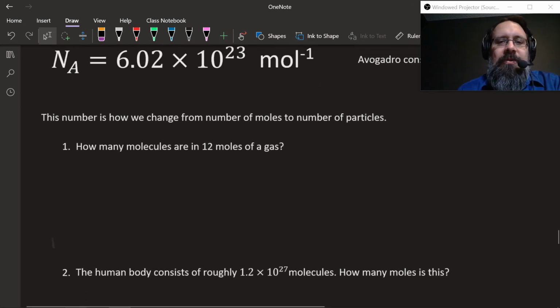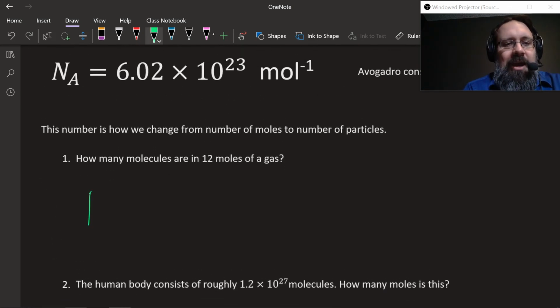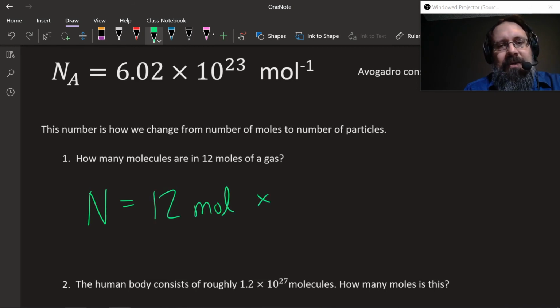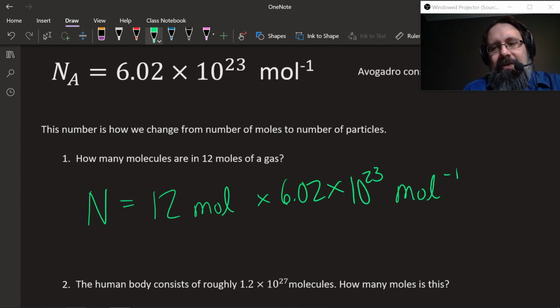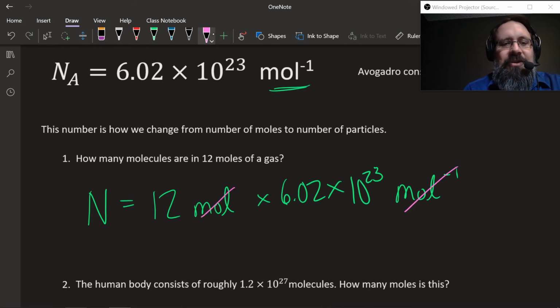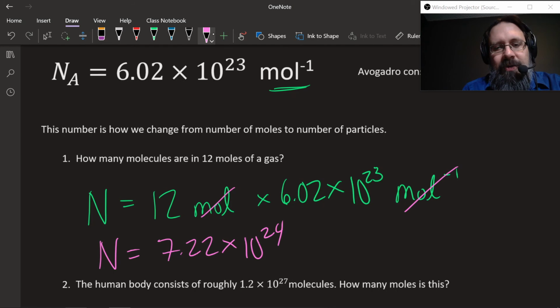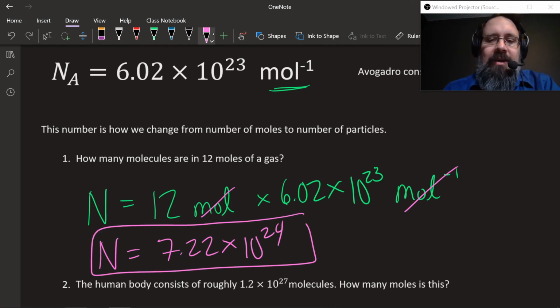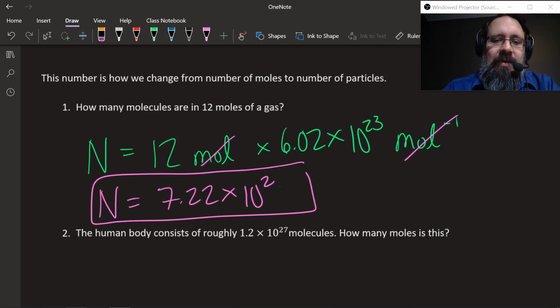How many molecules are in 12 moles of a gas? So if you want to figure out how many molecules there are, you just take 12 moles times 6.02 times 10 to the 23rd per mole. And you can see that this is why it's defined as per mole. It's so that when you multiply it by moles, it cancels out, and then you just have a number that doesn't have a unit. So 6.02 times 10 to the 23rd times 12 is 7.22 times 10 to the 24. And there's no units on this because it's just a number, and you don't put a unit on things that you're counting.